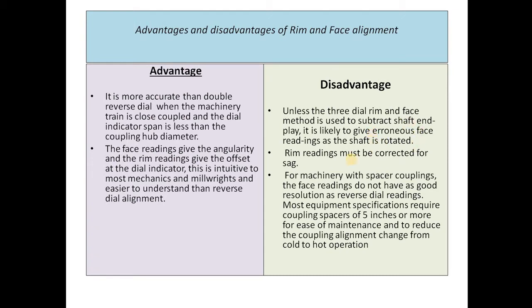You have to correct the sag. If your coupling dia is bigger than the coupling spacer, then this alignment will give a better result. But if your coupling dia is less than the spacer, then this alignment will not give a proper reading. It will not be so sensitive there. In this particular case, when coupling dia is less than the spacer, then the reverse periphery or reverse dial method will give you a better result due to the sensitivity of the reading.